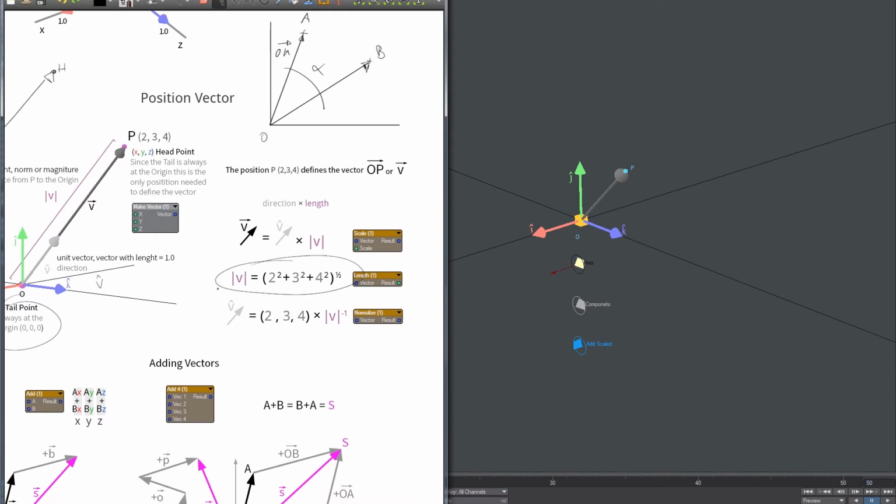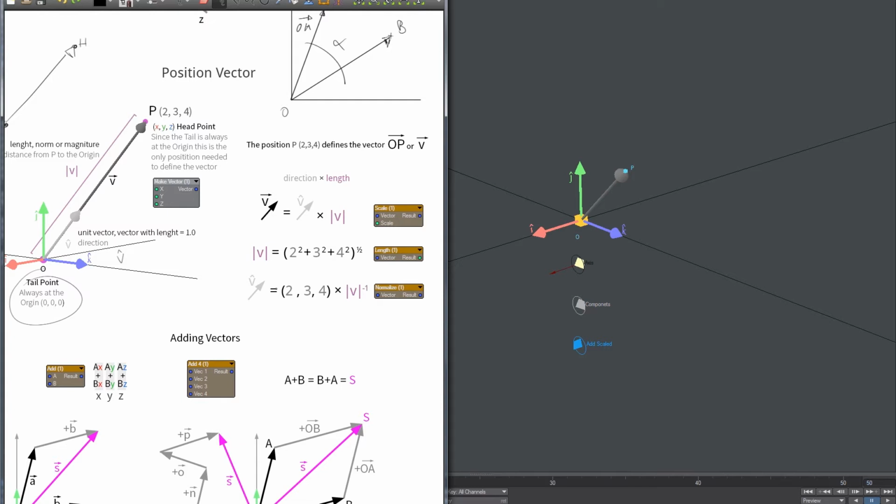So to calculate the length, of course, here we have the Pythagorean theorem, but we don't need to go into those calculations. Just apply the length node, and to find the unit vector, we could basically divide the coordinates. In this case, I have 2, 3, 4. And so if I divide the coordinates by the length of the vector, I would get the unit vector.